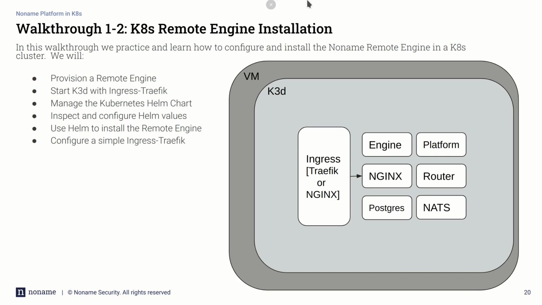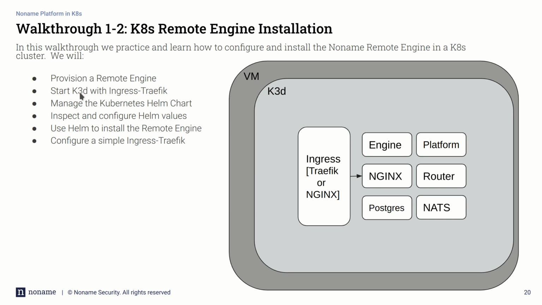Great. We're in the last exercise, walkthrough 1, 2, where we're going to perform a similar set of tasks, but this time we're going to be installing the remote engine. Now, the only thing different is I'm going to show you how you can provision a remote engine. As soon as we're done with that, then we're going to move into a similar type of task as before.